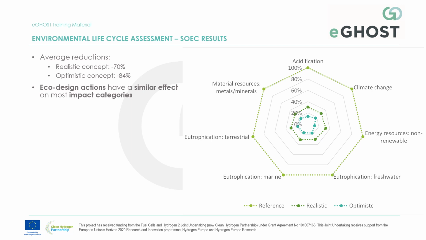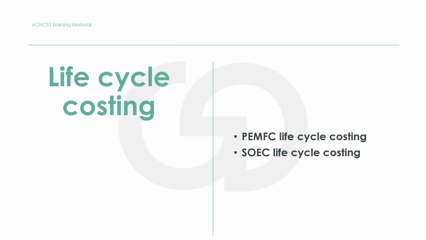The eco-design actions have a similar effect on most of the impact categories, so the reduction in all the categories is basically the same. For the climate change, it's 70% for the realistic, and 83% for the optimistic concept. So those were the results for the environmental LCA.